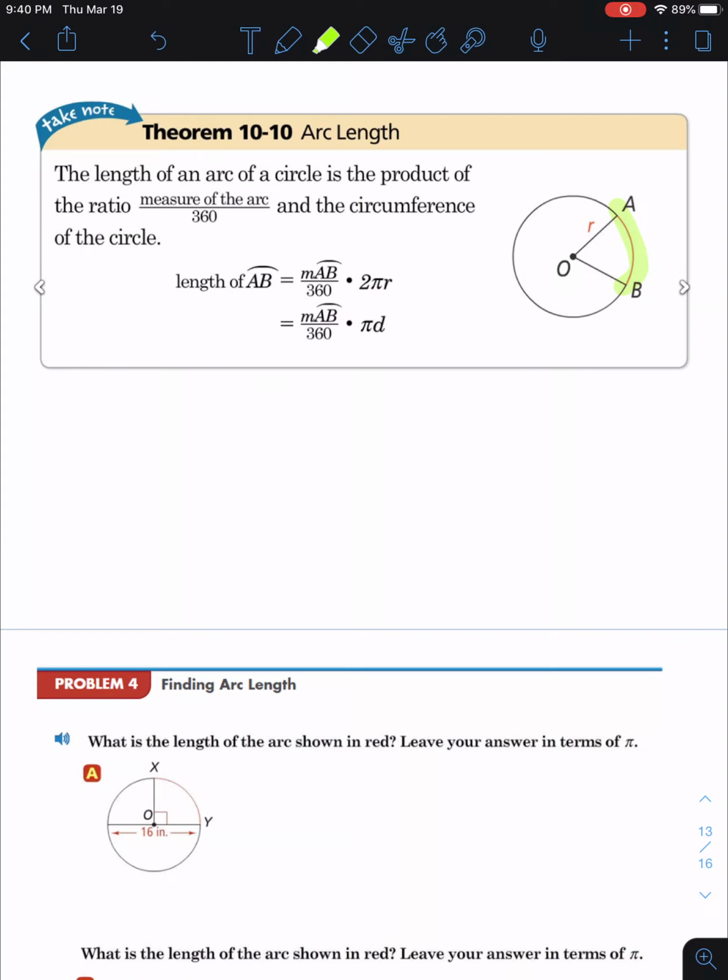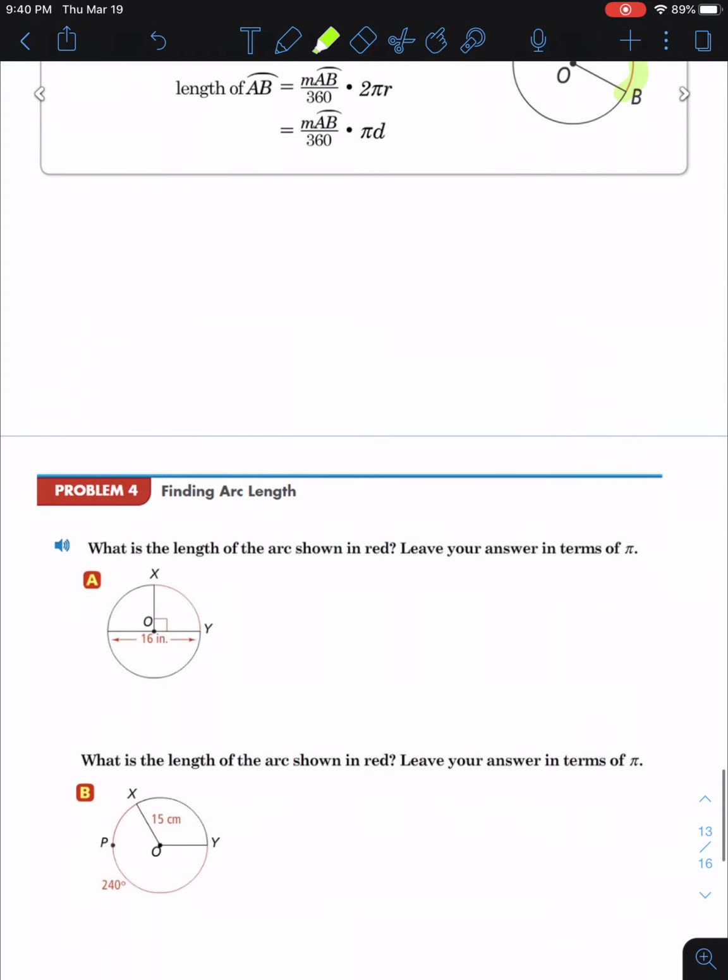We'll come down just a little, and we'll take a look at letter A. What is the length of the arc shown in red? Okay, if the diameter of this circle, and by the way, it does say leave your answer in terms of pi on both of these next two. So if the diameter is 16, remember the diameter is twice the radius, that gives us a radius of 8. And to find this, my 2 pi r would be 2 pi times 8.